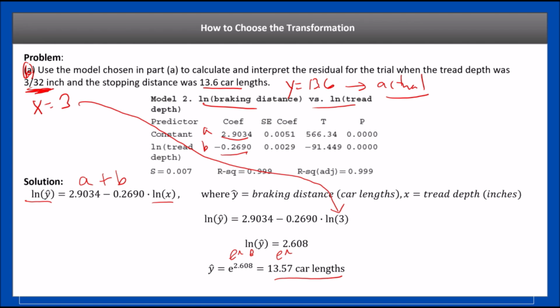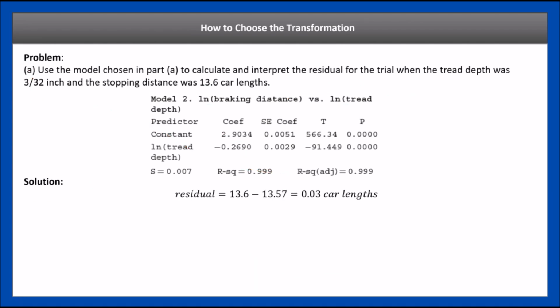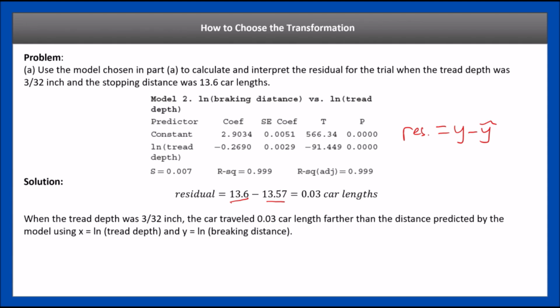The actual was 13.6, so we can go ahead and calculate the residual. This is the actual minus the predicted. Remember that to calculate the residual, you take y minus y hat. That was in the previous lesson. So we get y minus y hat, that's 0.03 car lengths. That means that we underpredicted, which means that the actual was over what we thought it was, right? We thought it was 13.57, but it was actually 13.6. So when the tread depth was 3/32 of an inch, the car traveled 0.03 car lengths farther than what was predicted by the model.